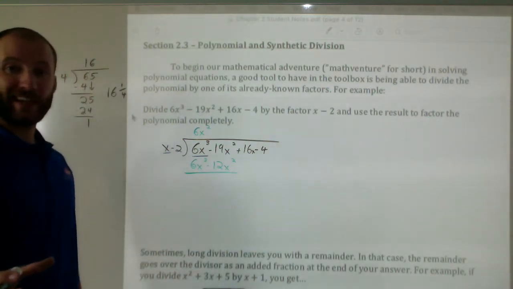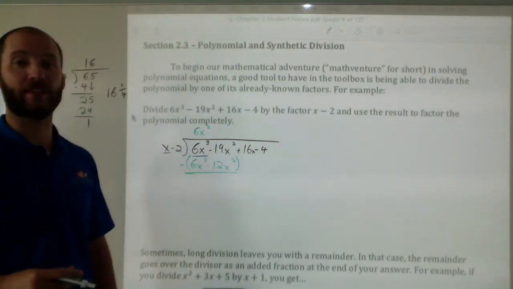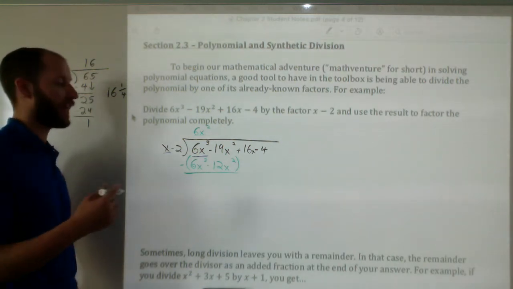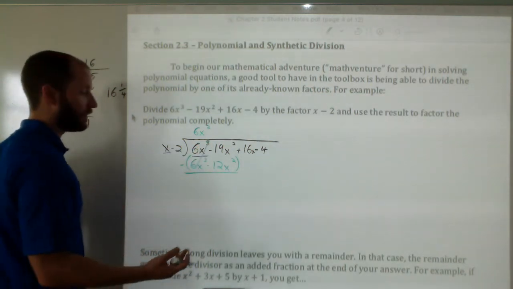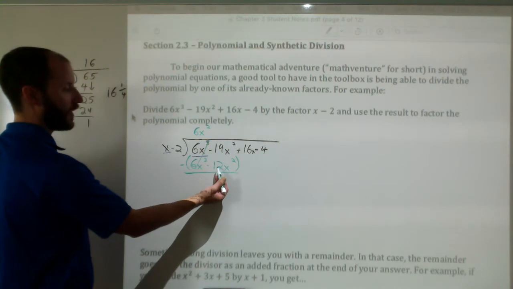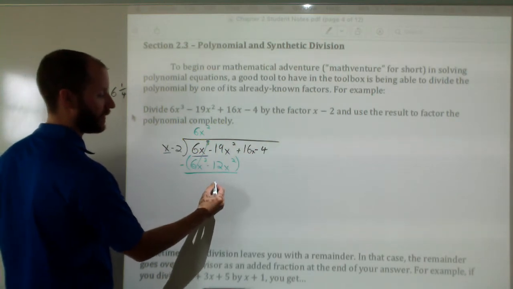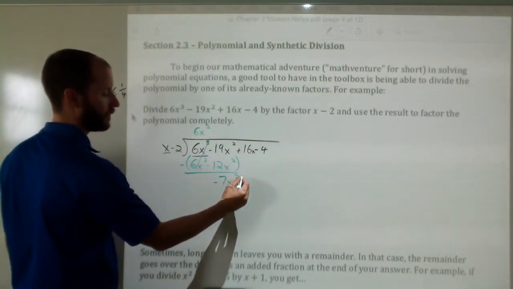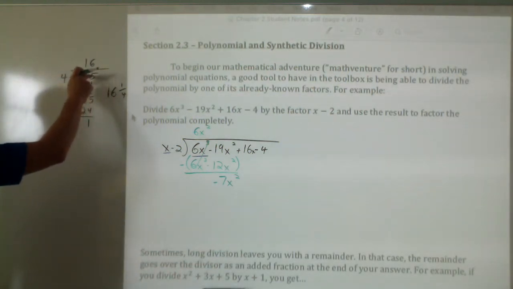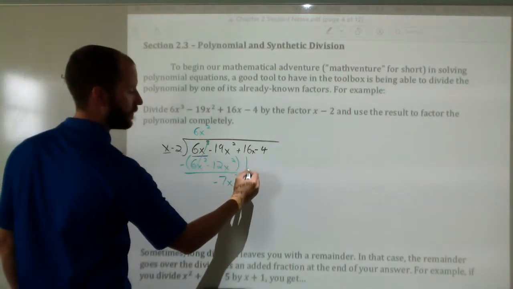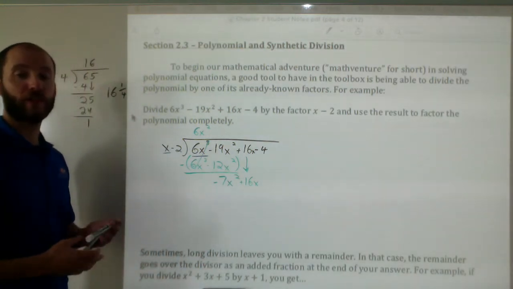It's very important to be organized. I strongly suggest when you do that subtraction, you put a set of parentheses around it so you remember that you need to subtract all of these terms. Now the 6x cubed minus the 6x cubed cancels out. We wanted that to happen. We're then subtracting a negative 12, so we're adding 12. So negative 19x squared plus 12x squared gives us negative 7x squared. And then in the long division problem, we drop the next term. We now drop that 16x. And we start all over, looking at leading terms.